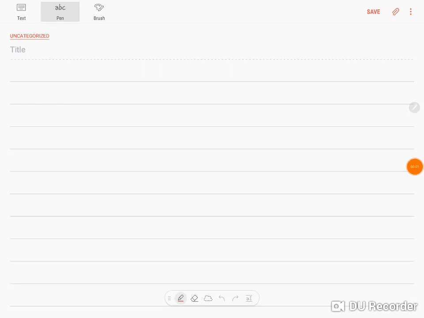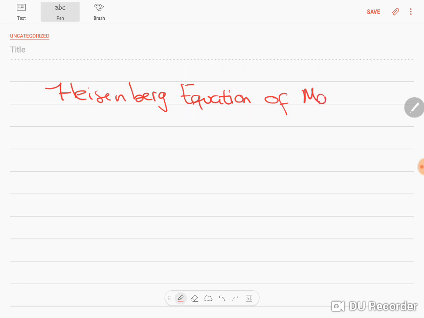Hello. Today we're going to discuss the Heisenberg Equation of motion. Let's write it down. Heisenberg Equation of motion. And we're going to discuss this as an essential tool to describe dynamics in quantum systems.